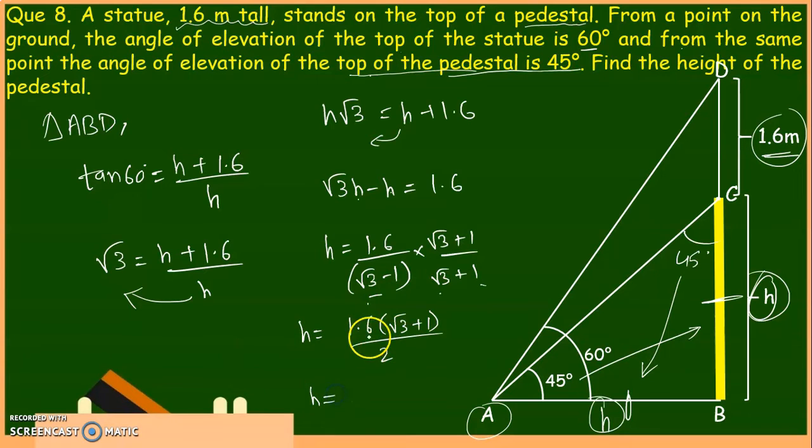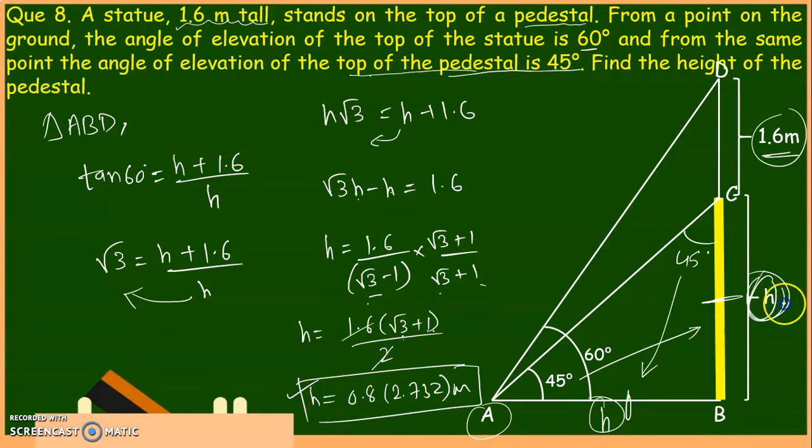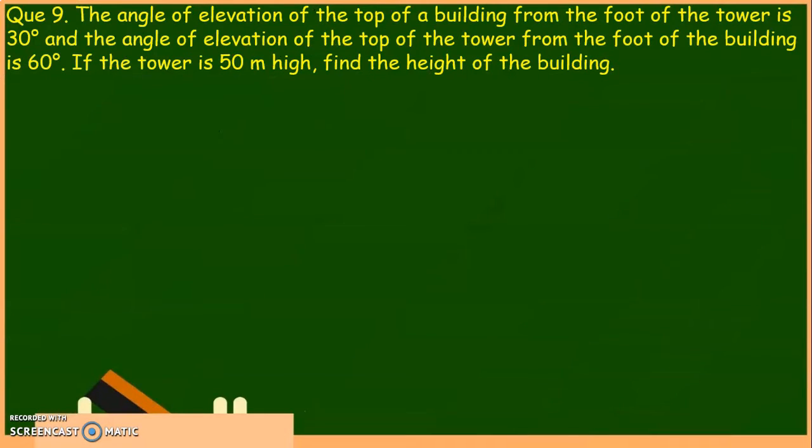Now we can easily solve this. 1.6 divided by 2 will be equal to 0.8. So root 3 plus 1, the value of root 3 is 1.732, plus 1, will be equal to 2.732. Do the multiplication of those two, and I will get the final answer for h, that is the height of the pedestal. Okay. So questions are very easy. The main thing about the question is to draw the correct diagram. Let's see the next question.